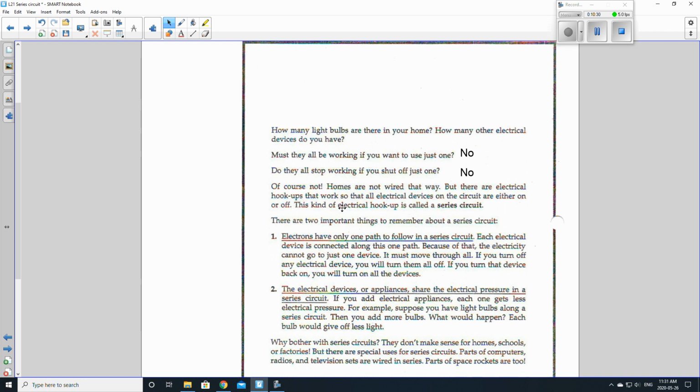But there are electrical hookups that work so that all electrical devices in the circuit are either on or off. This kind of electrical hookup is called a series circuit. There are two important things to remember about a series circuit, and we've gone over them, but let's go over them a little more in depth. Number one, electricity, which is the movement of electrons, has only one path to follow in a series circuit.